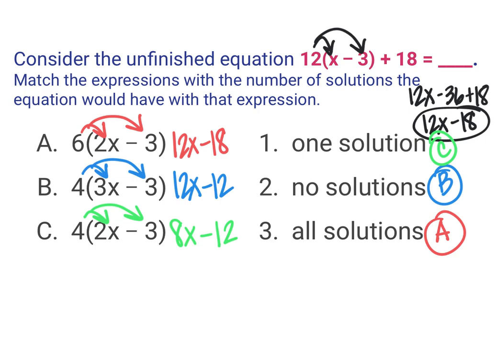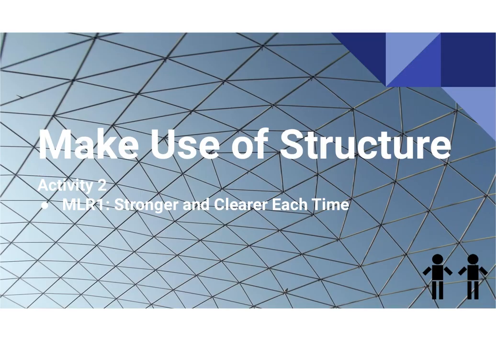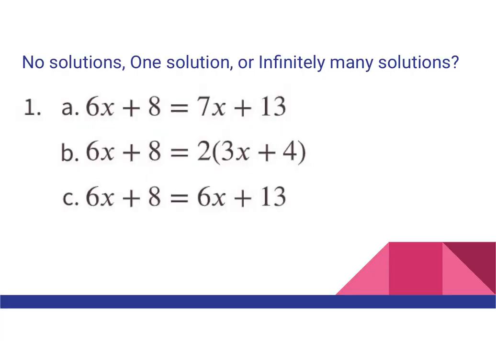So let's keep it going. Again, we're making use of structure today. Here we're presented with a set of equations, and I am on page 56. What we're going to do is determine whether each has no solutions, exactly one solution, or is true for all values of x, which means infinitely many solutions. If an equation has only one solution, we're going to solve it.